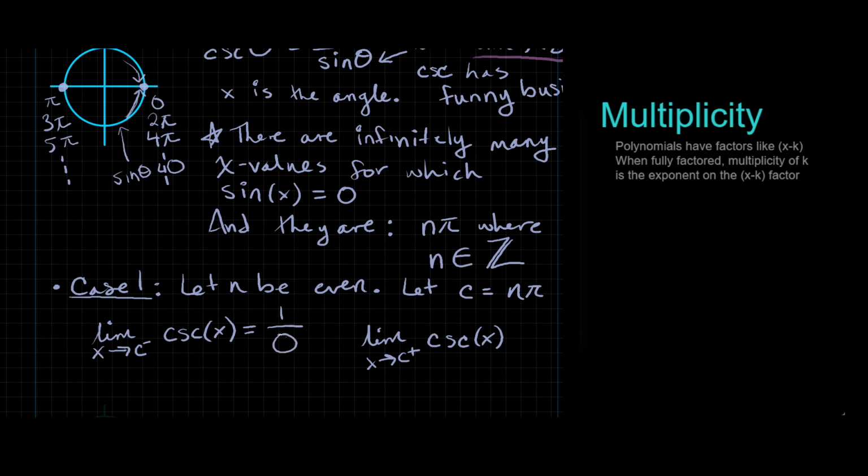So it wants to go to 1 over 0 by way of a negative number. So this is going to go to minus infinity.